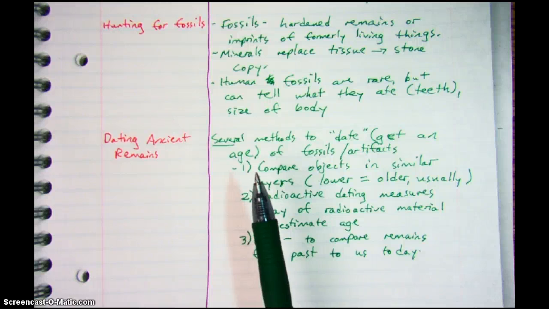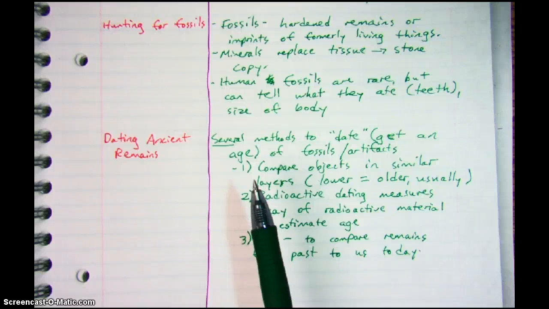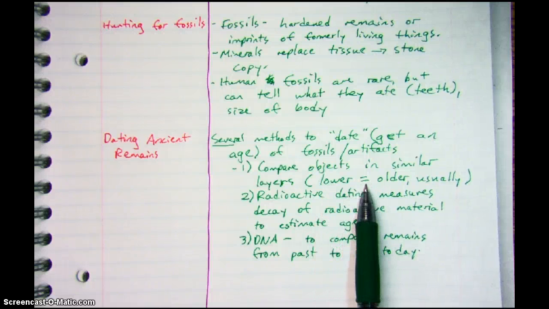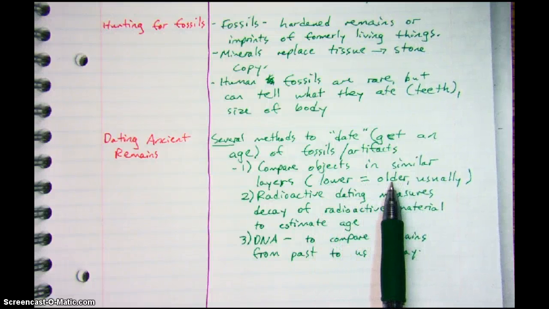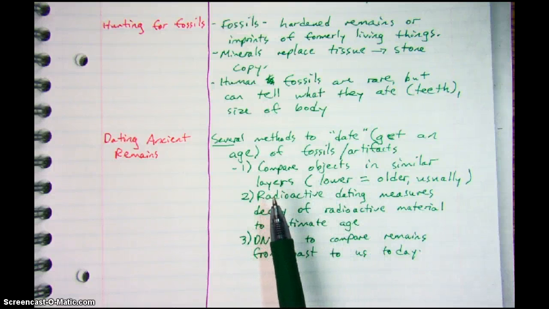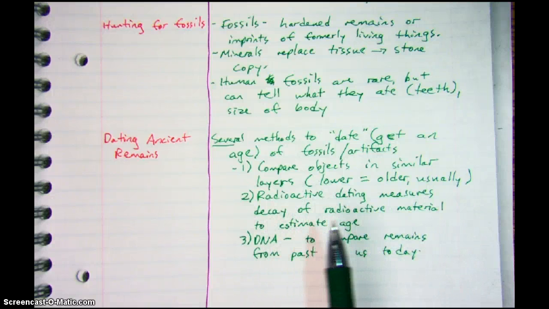Here's the first that it listed. Comparing objects in similar layers of the soil, of the ground, where things are found, will usually tell us what's older, because lower equals older most of the time. Unless things have gotten disturbed and moved around since they were laid down, things get laid down, and as time goes on, things get laid down on top. So older equals lower.